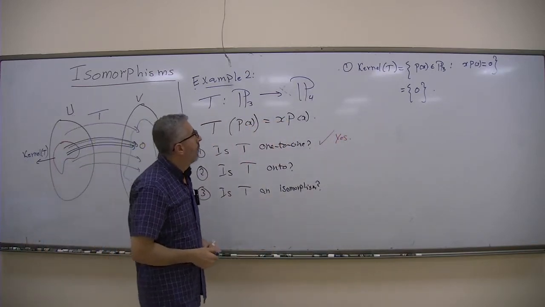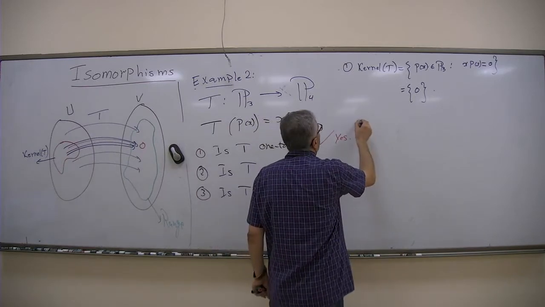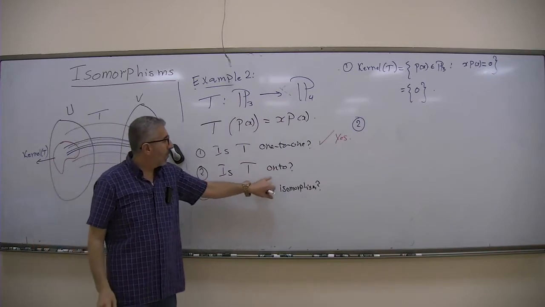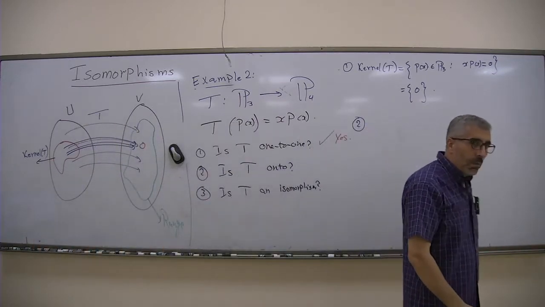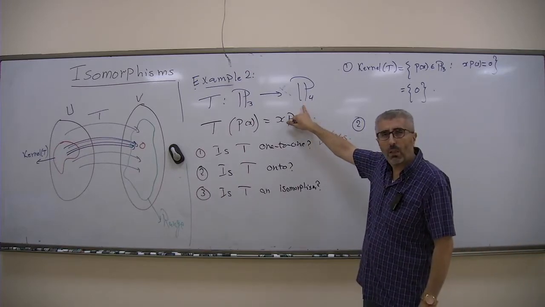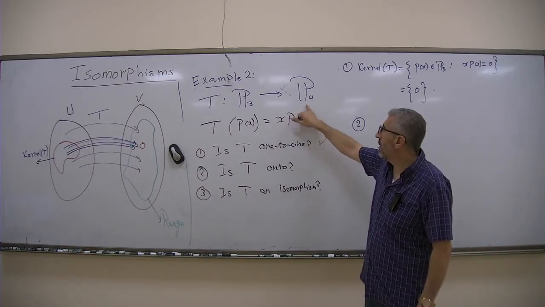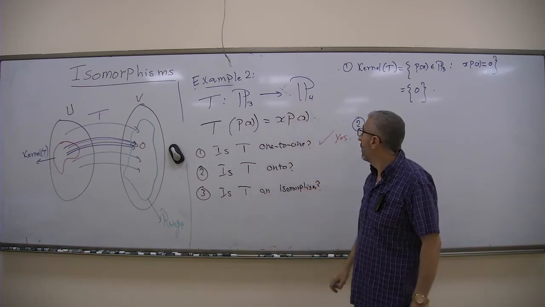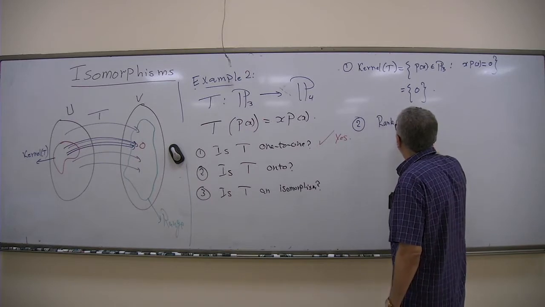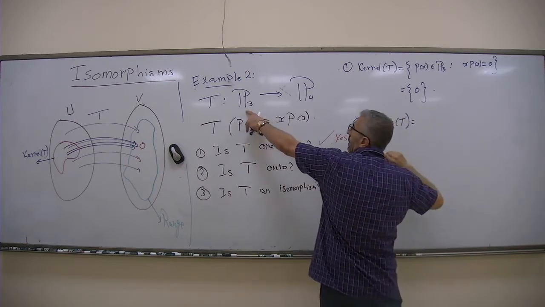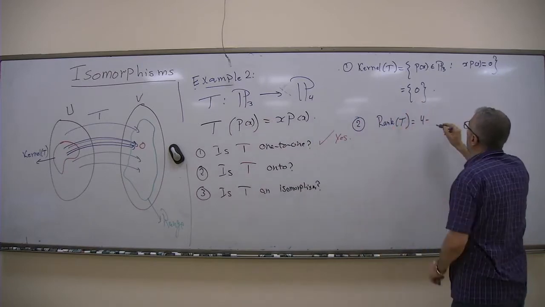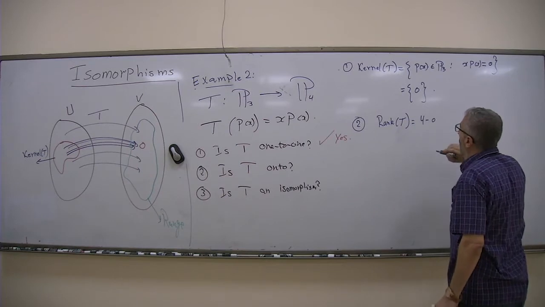Okay, what about onto? How do we check if T is onto? We have to see the range. Is the range going to be all of P4? So how do you do that? You see the rank. What is the rank of T? Well, rank of T is the dimension of the domain, which is 4, minus the nullity. What is the nullity? It is 0.